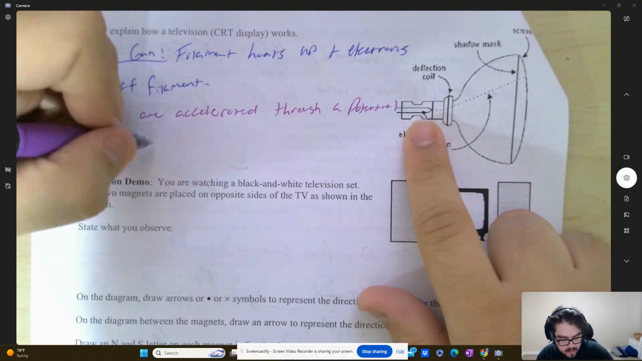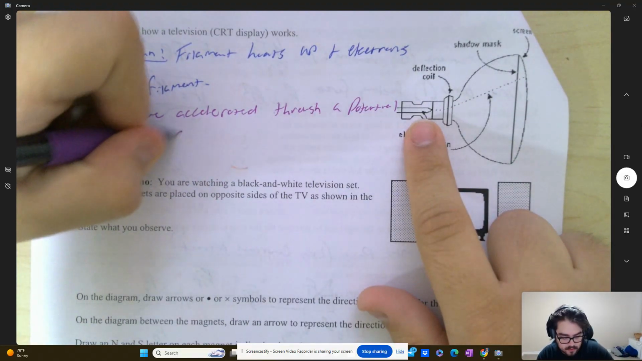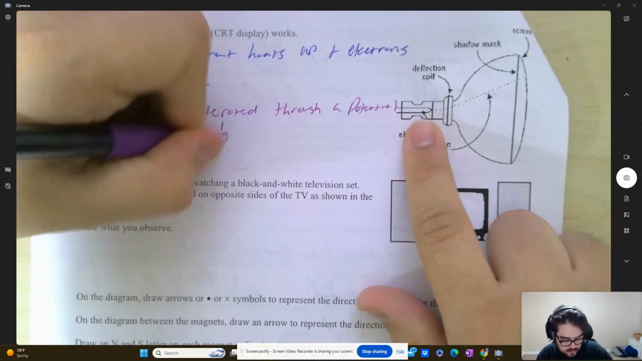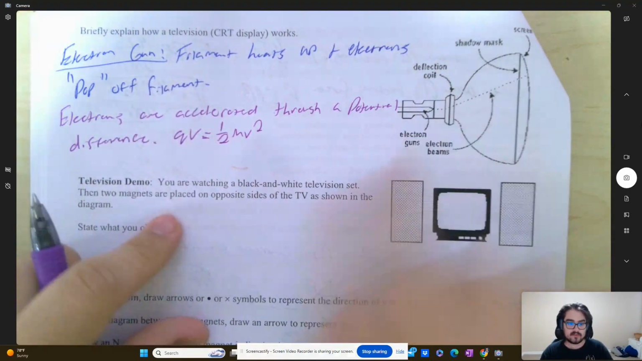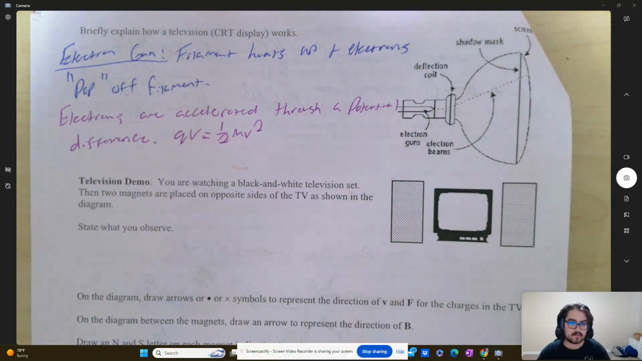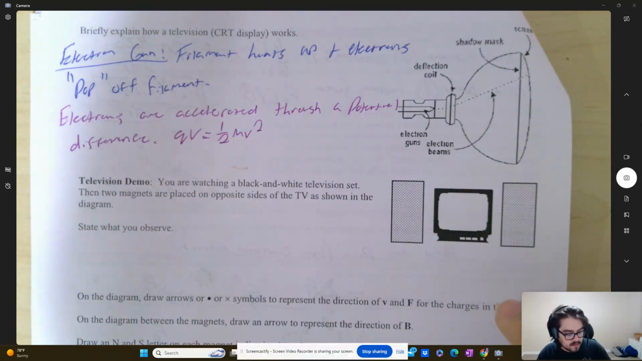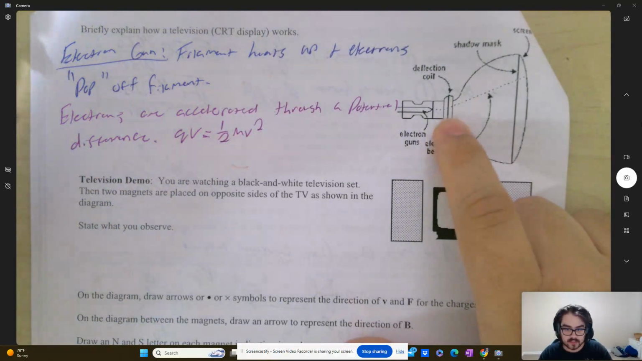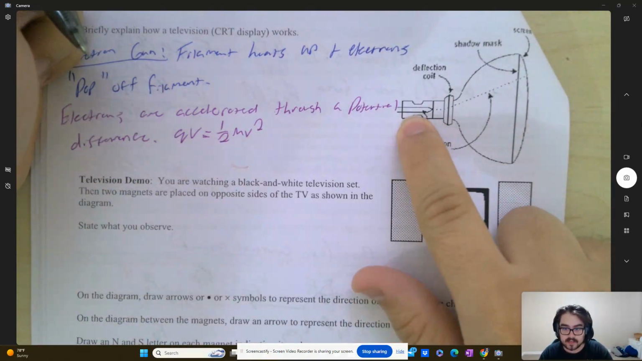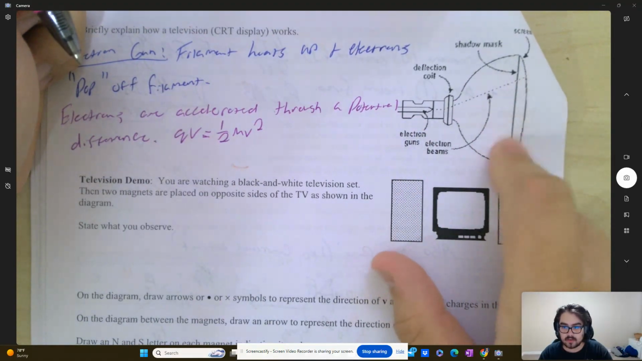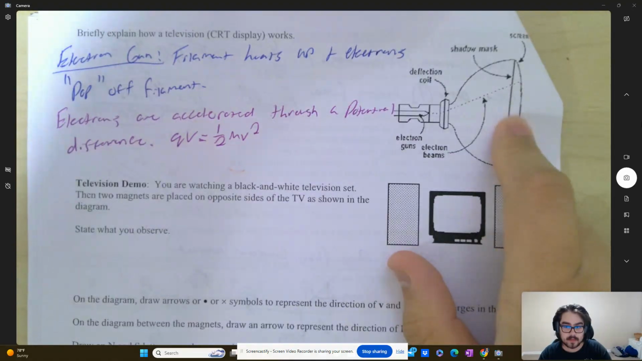Okay. And that's where you go from the electric potential energy QV to 1/2 mv squared, right? So you're taking your electric potential energy and converting it into kinetic energy so that you can get them to move, right? Okay. And then finally, there's this deflection coil, and that's what actually is going to steer them. So the electrons, they're going to pop off here, they're going to accelerate, and then the deflection coil is going to steer them to where they need to go on the screen. Okay. And that's what produces the picture for you.